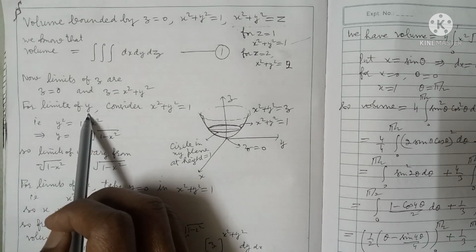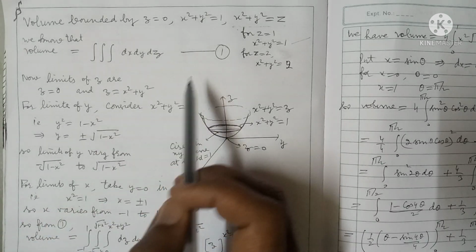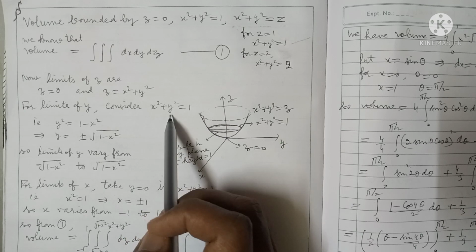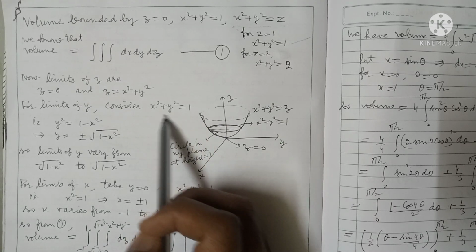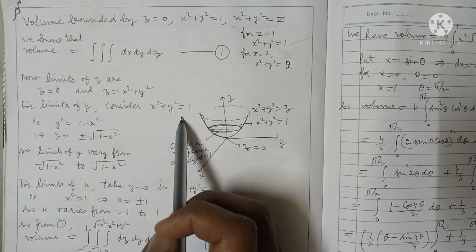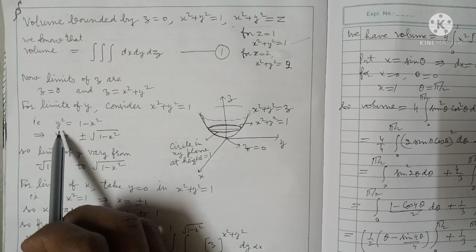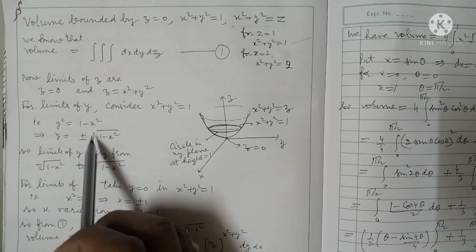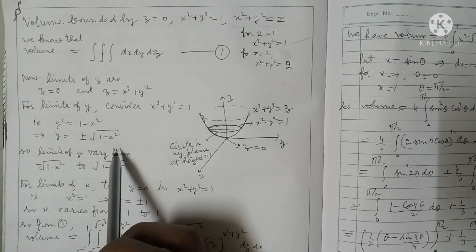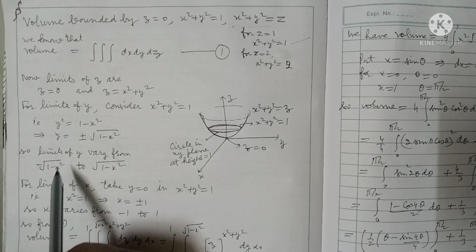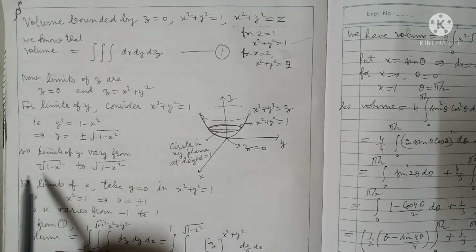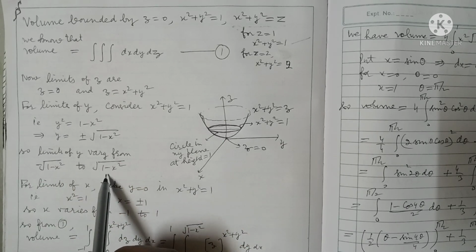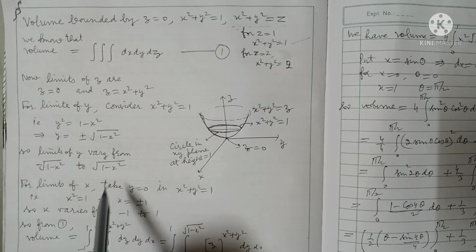For limits of y, what we do? We consider x square plus y square equal to 1. This is a circle in xy plane. We find variable limits of y. For this, we find y equal to plus minus square root 1 minus x square, right? So limits of y vary from negative limit to positive limit, right?